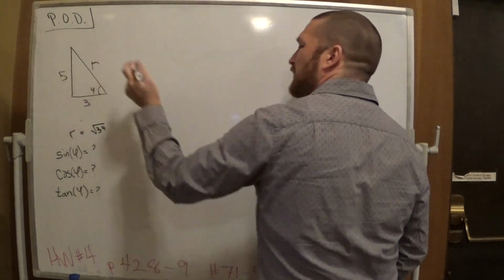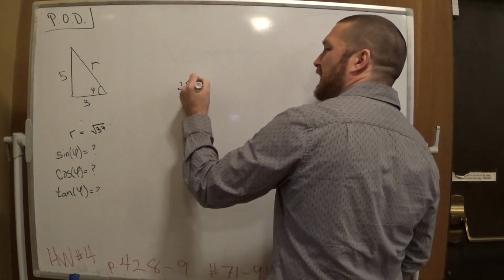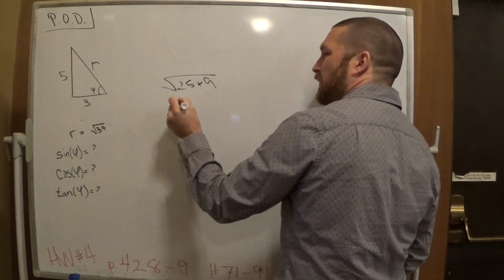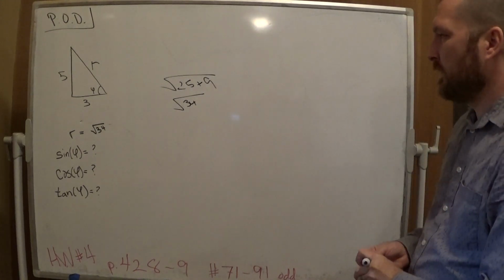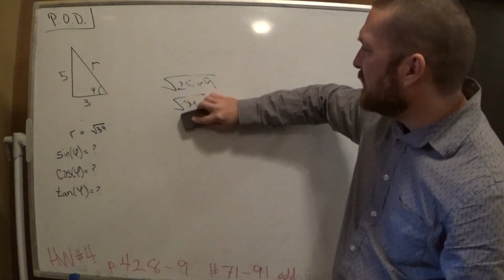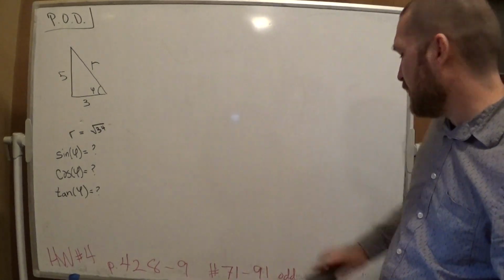That squared plus that squared equals that squared. So that's 25 plus 9. Take the square root. That's root 34. Okay, and so since that's the case, I'm going to go ahead and write that up here.